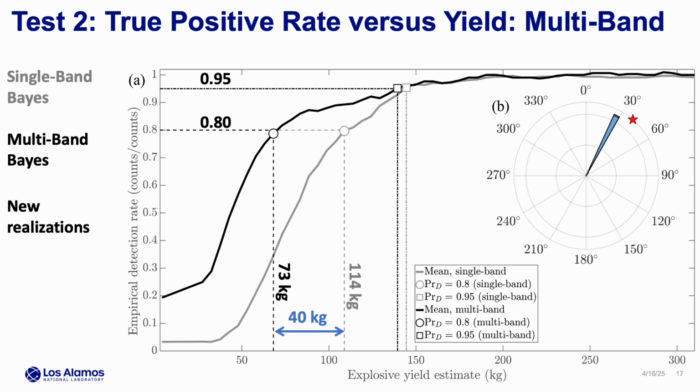In numbers, this means we now detect explosions as small as 73 kilograms at station AKBB about 80% of the time. This is a 40 kilogram decrease in yield relative to our single band case and presents an increase in sensitivity. This is all at the same constant detection rate. We also maintain about 10 or 12 degrees in error in the source azimuth. This is all, again, at 25 kilometers from the source as recorded at station AKBB.